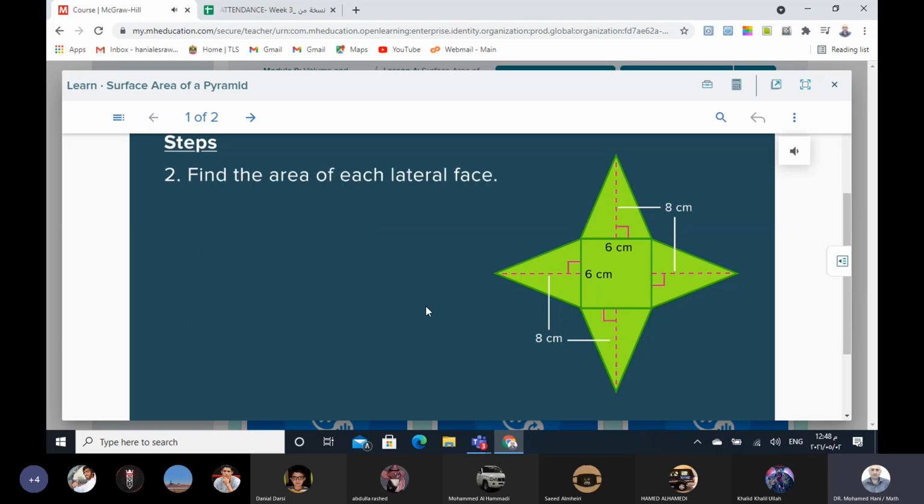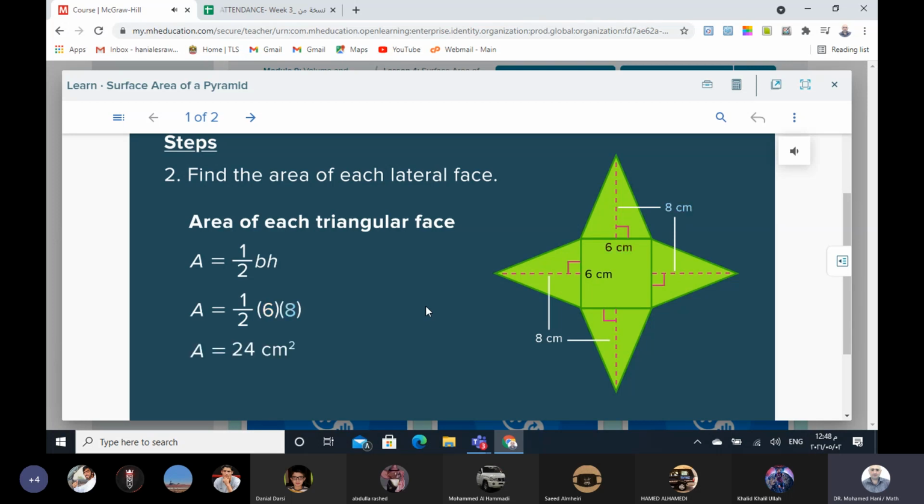Next, find the area of the lateral faces. The base is a square, so the area of each triangular face will be the same. Find 1/2 of the length of the base times the height. And the lateral face will be a triangle. How to find the area of the triangle? We have the formula 1/2 times the base of the triangle times the height of the triangle.